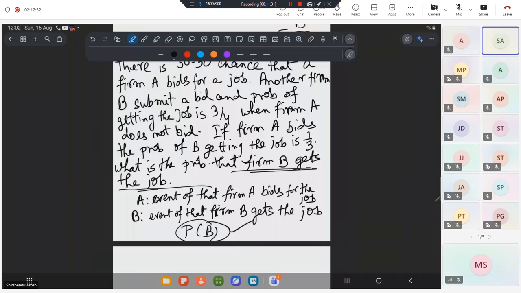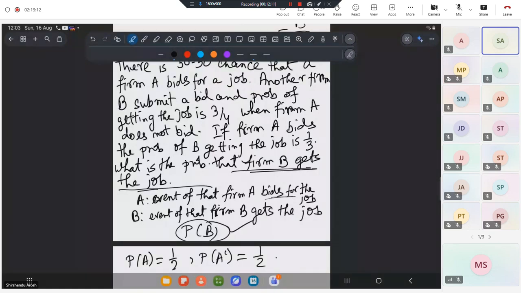Now what are the things that are given? The first line says there is a 50-50 chance that firm A bids for the job. That means for the event that firm A bids for the job, the probability of A is half. That means A not bidding for the job, that is the complement, is also half, a 50-50 chance. A complement means that A is not bidding for the job, because that situation is there in the problem.